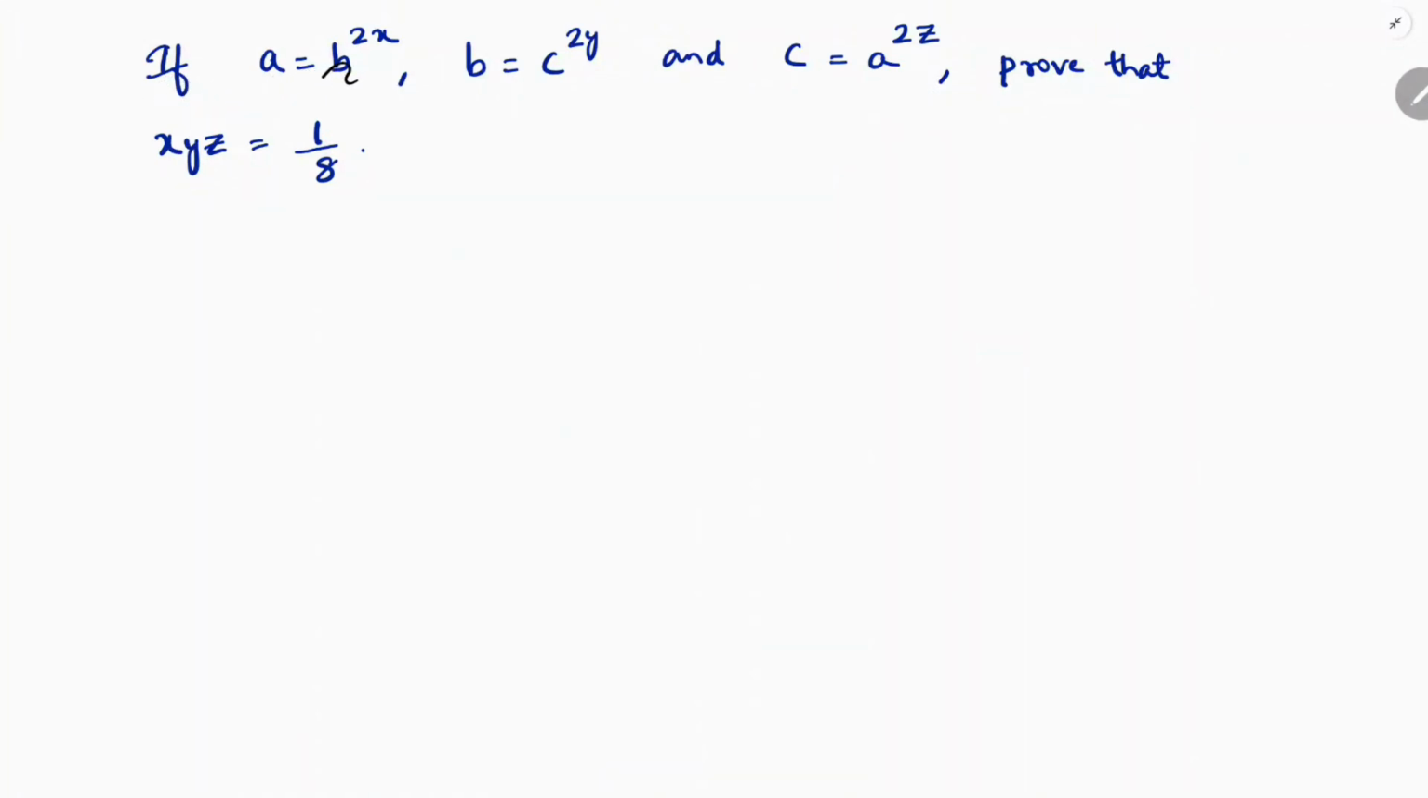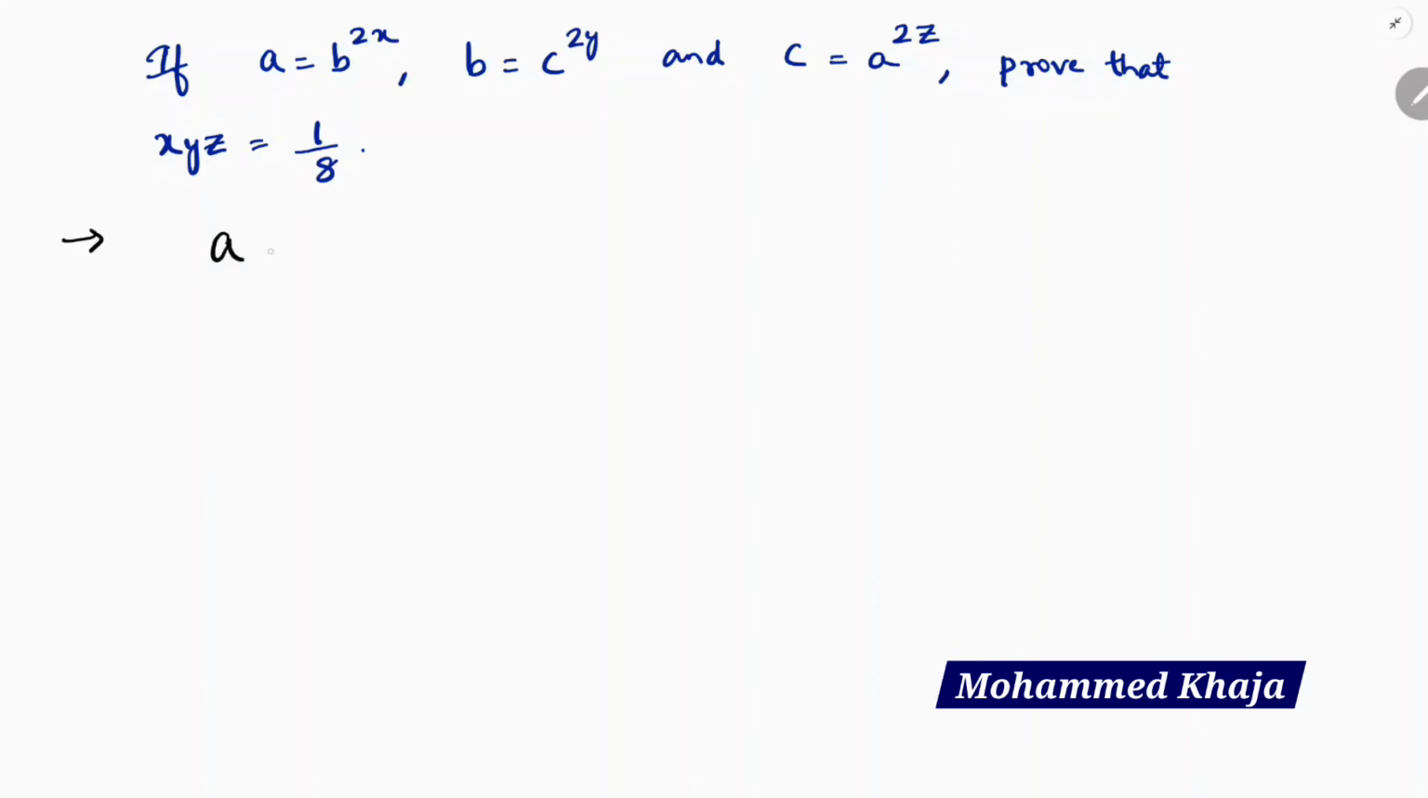If a equals b power 2x, b equals c power 2y, and c equals a power 2z, then prove that xyz equals 1 by 8. So here you can take any one. First you can start from any one of the cases.